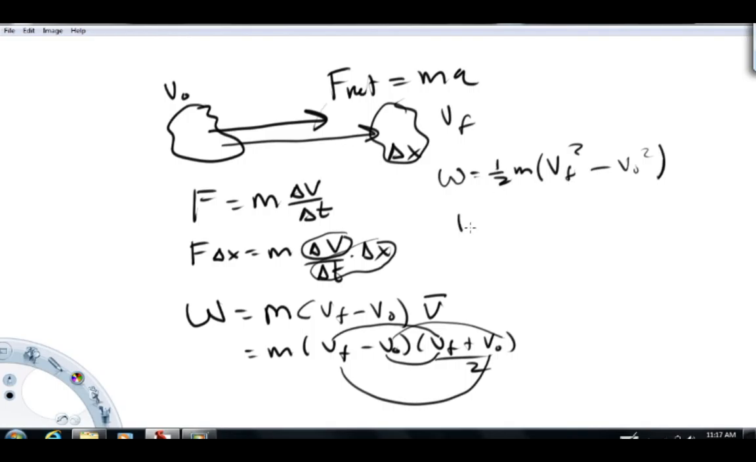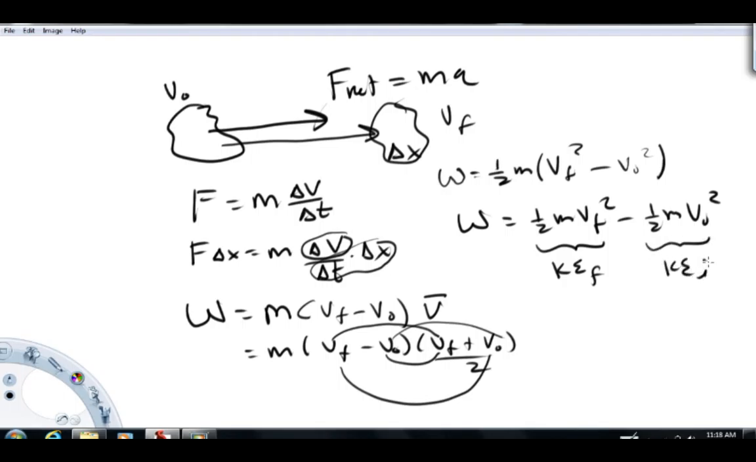Cleaning this up just a little bit more, we have work equals 1/2 m v final squared minus 1/2 m v initial squared. The mathematical term 1/2 mv squared is called kinetic energy, and this is how it's calculated: 1/2 mass times velocity squared. This term represents the final kinetic energy of the system, and this term represents the initial kinetic energy of the system, and this is the difference between the two.